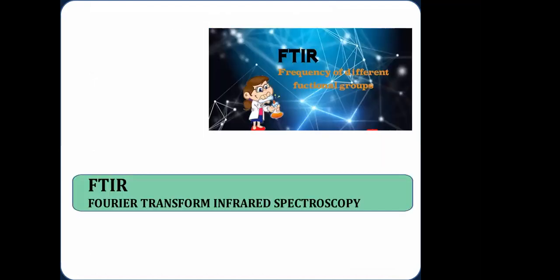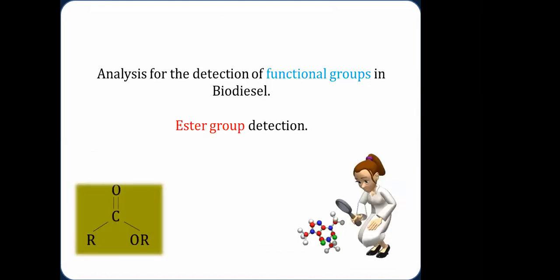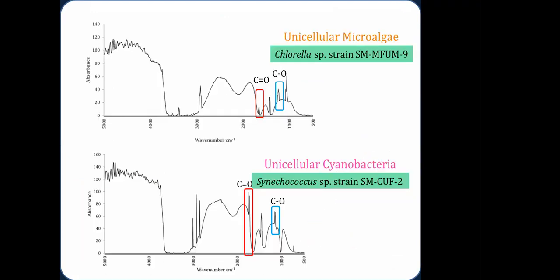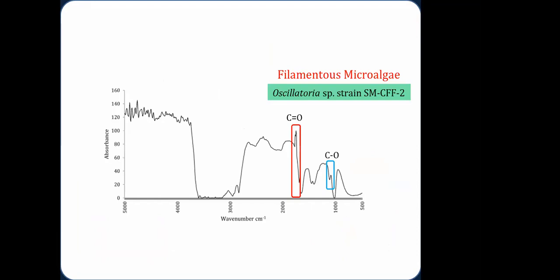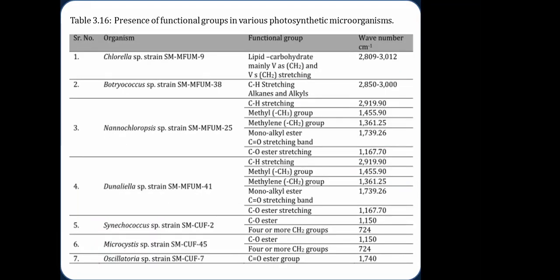Now come towards another technique known as Fourier transform infrared spectroscopy, for the detection of the molecules, especially the functional groups present in the biodiesel. As all of you know, the ester group is present in the biodiesel, so that was detected via this technique. And here are the graphs showing the results for the ester group. Here are some results which have been shown in the form of graphs and tables.